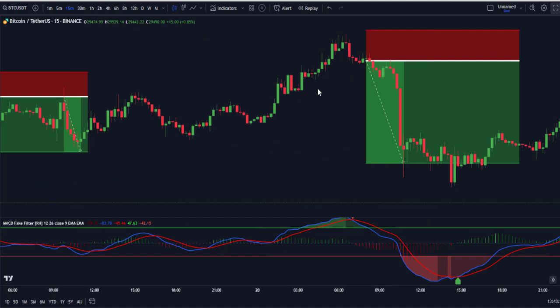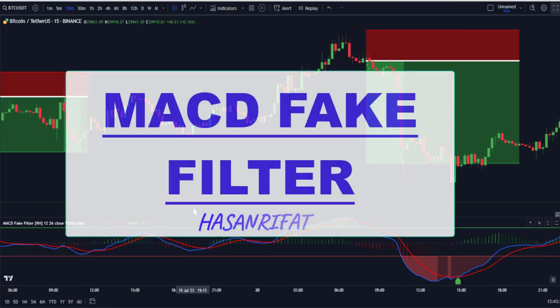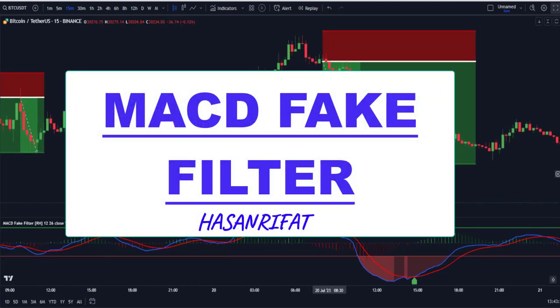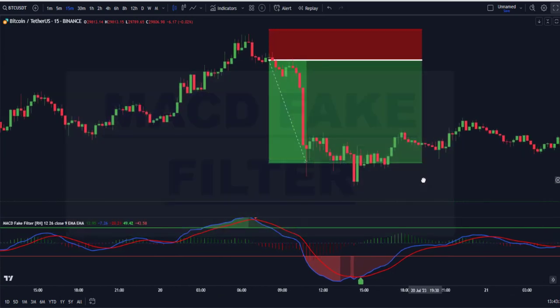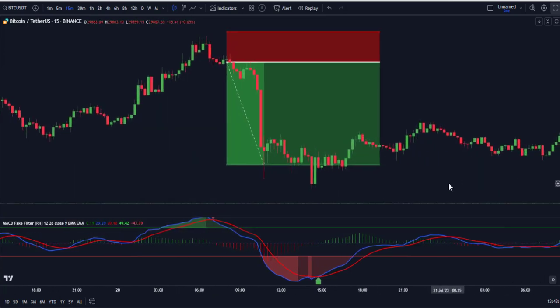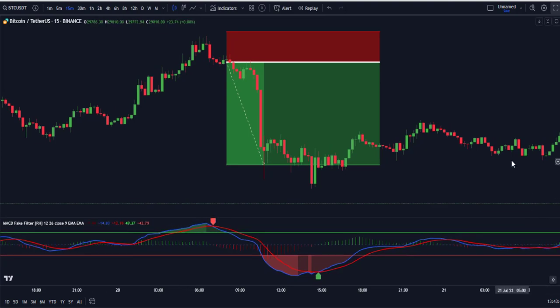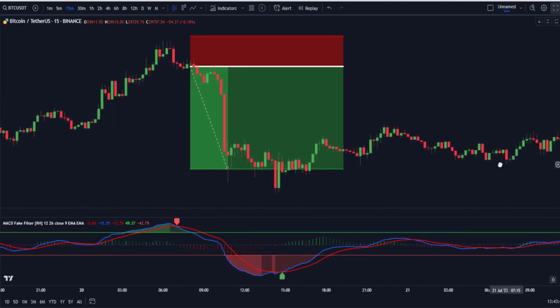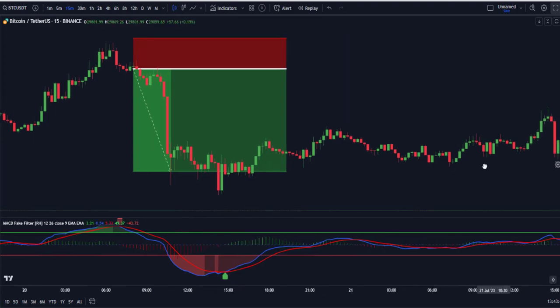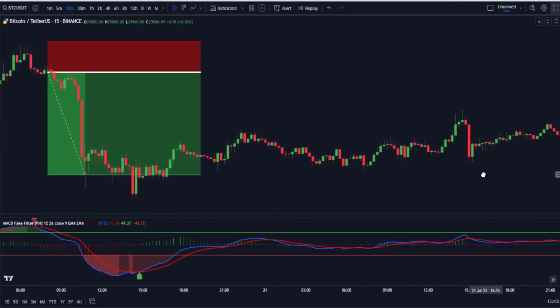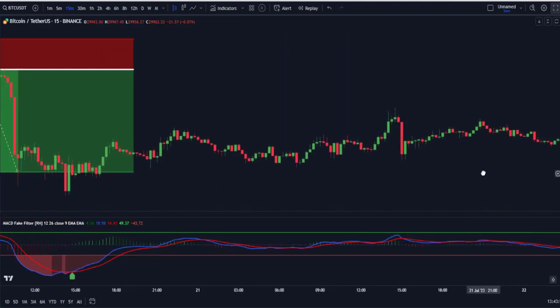The indicator that we will be using in this strategy is called MACD Fake Filter by Hassan Rifat. This indicator is designed to filter when there is overbought and oversold in the market. It uses a special algorithm to identify the overbought and oversold, and when it identifies overbought, it marks it out and labels it. It also does the same when it identifies oversold.